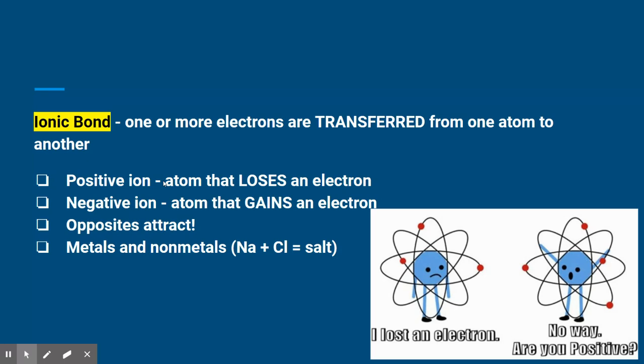Okay, a good way to remember that is this comic here. We have 2 atoms, and this one says, "I lost an electron." The other one says, "No way. Are you positive?" Right? It's funny. And how this works as bonding is that now we get, okay, let's look here. Here's the sad one. He lost his electron, right? This one's positive.